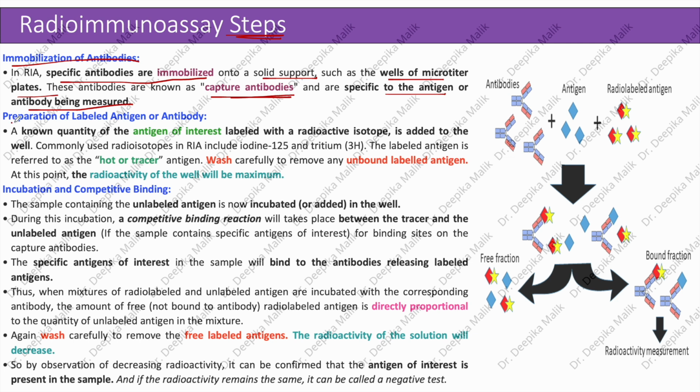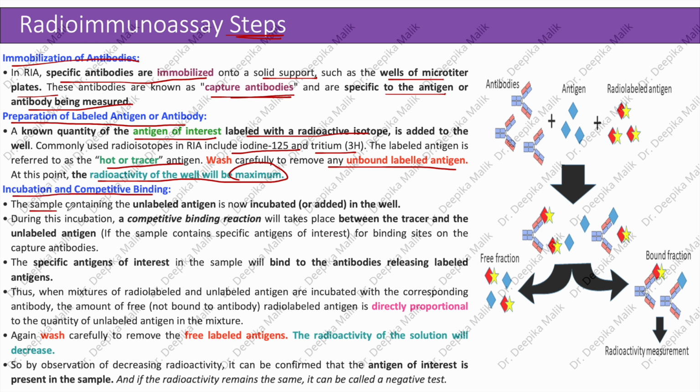Second step is preparation of labeled antigen or antibody. A known quantity of the antigen of interest labeled with a radioactive isotope is added to the well. As already told, commonly used radioisotopes include iodine-125 and tritium. The labeled antigen is referred to as hot or tracer antigen. Wash carefully to remove any unbound labeled antigen. At this point, the radioactivity of the well will be maximum. Next step is incubation and competitive binding.